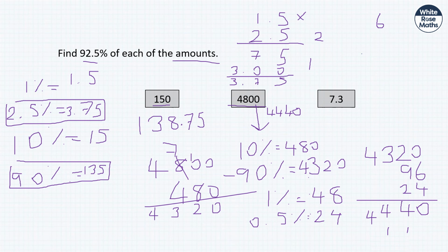This next one, I'm going to work out what 10% is, which is 0.73. I'm now going to work out what 1% is, which is going to be 0.073. So I now want to work out a half a percent. So another 1% will give me 0.073.